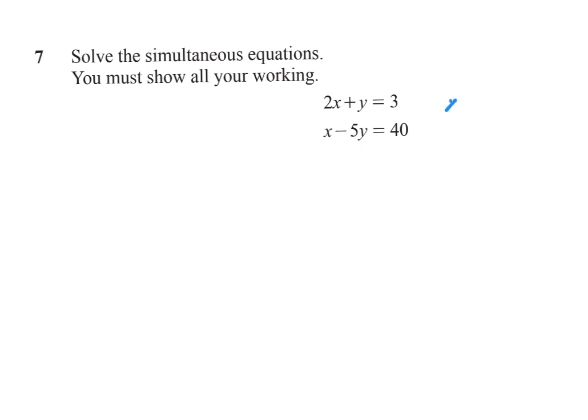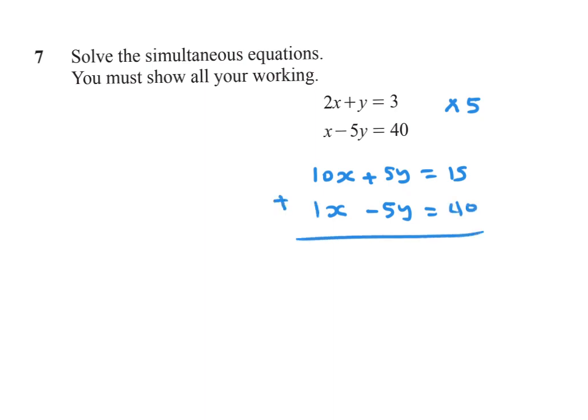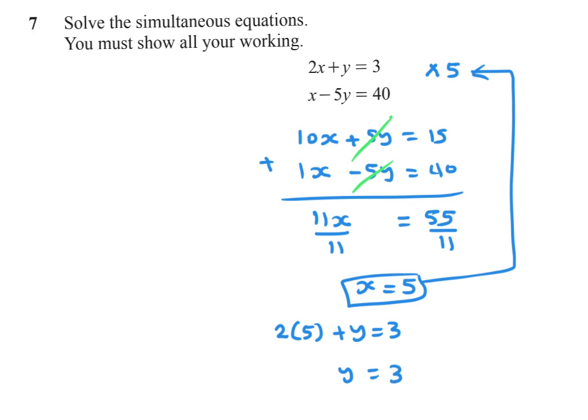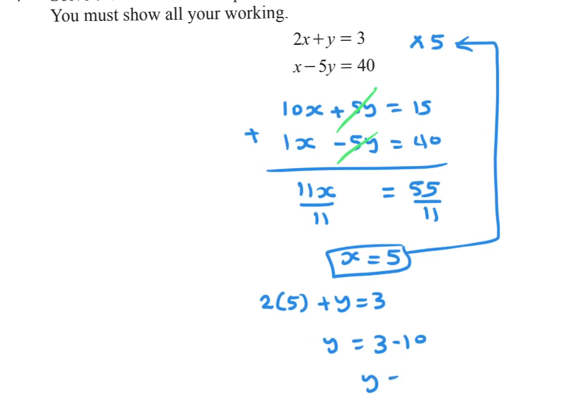So if we multiply by 5 to eliminate y, the first equation will be 10x plus 5y equals 15. And the second equation, same, x minus 5y equals 40. Now, if you add, you eliminate y, so 10x plus 1x equals 11x, and negative 5y, positive 5y, cancel. 15 plus 40, 55, divide by 11, so x is 5. Now you can substitute in any equation, the first equation, to find y, so 2 times 5, which is 10, plus y equals 3, so y equals 3 minus 10, which is negative 7. So y equals negative 7.